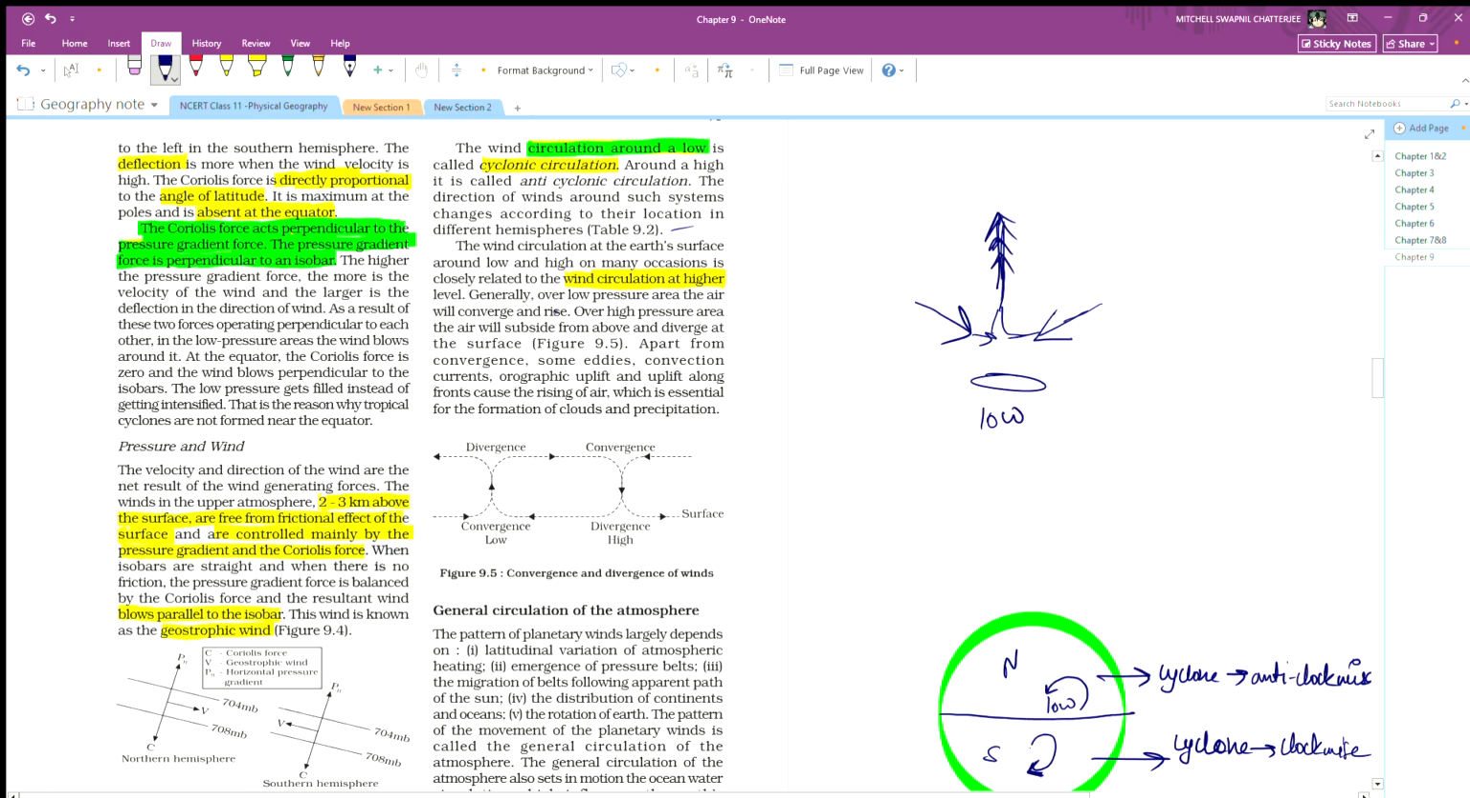Generally, over low pressure area, the air will converge and rise. The air will converge. So the air is coming here and it is converging, and it is rising up in a low pressure area. Whereas in the high pressure area, the air will subside from above and diverge.